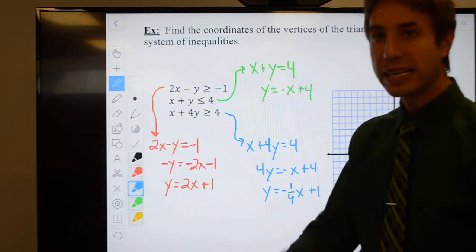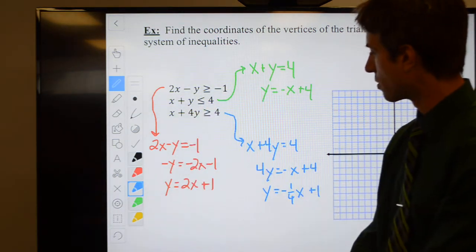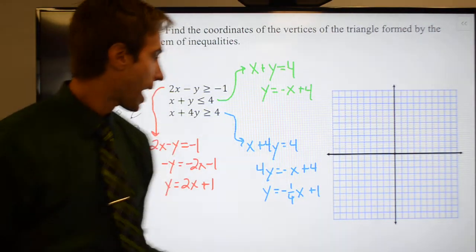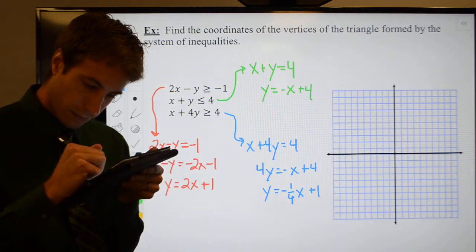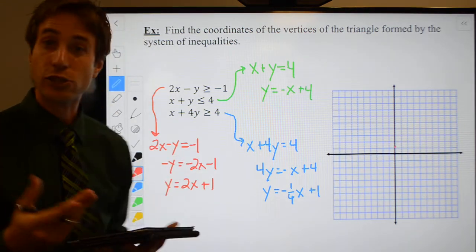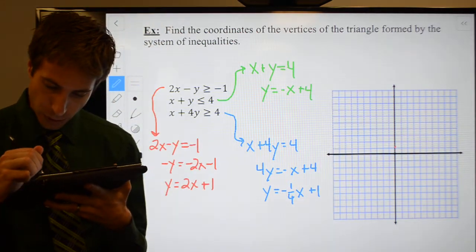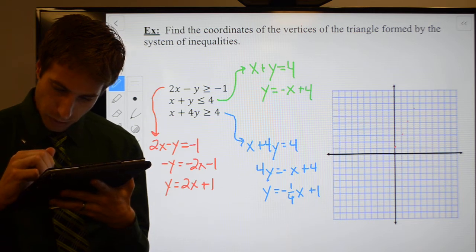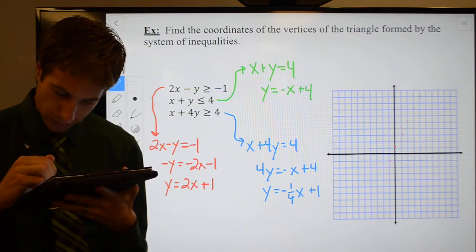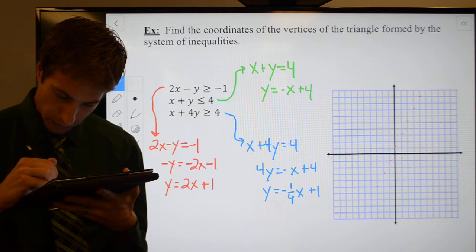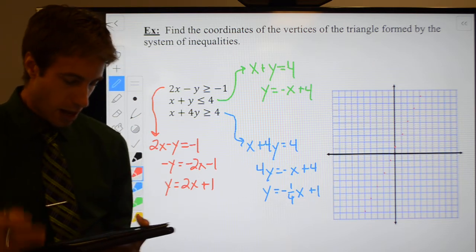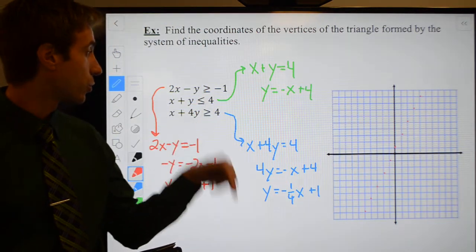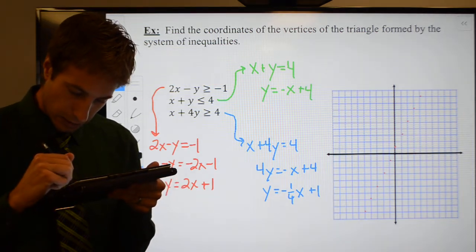Okay, great. Well, now since I put all of those equations in slope-intercept form, we just go ahead and graph them. Let's start with the red one. I have a y-intercept of positive 1, and my slope is 2 over 1. So that's going to be up 2 over 1, up 2 over 1, up 2 over 1, or down 2 and back 1. Since they're all either greater than or equal to, or less than or equal to, they're all going to be solid lines.